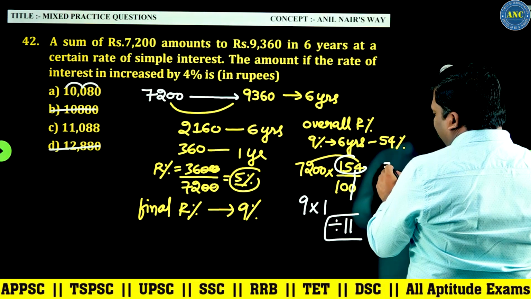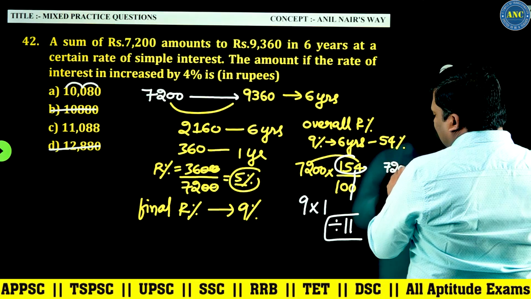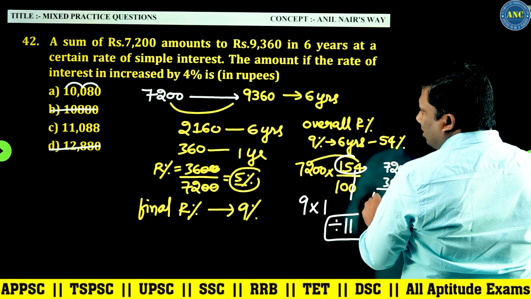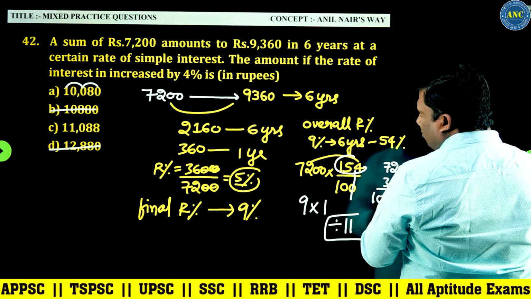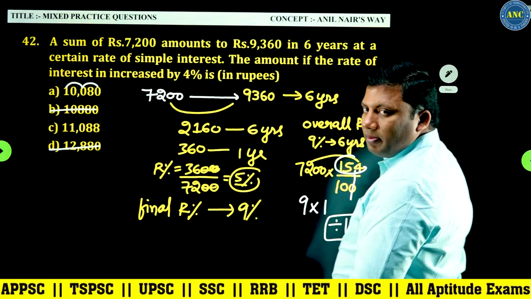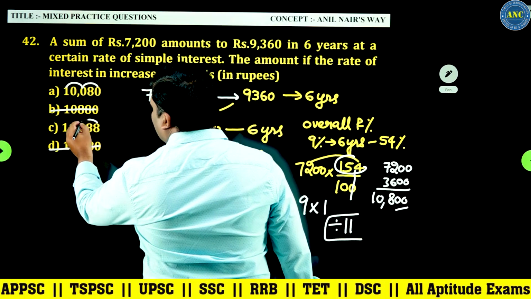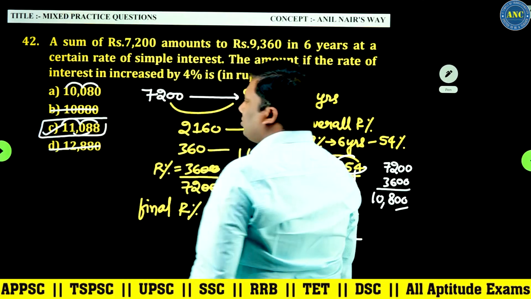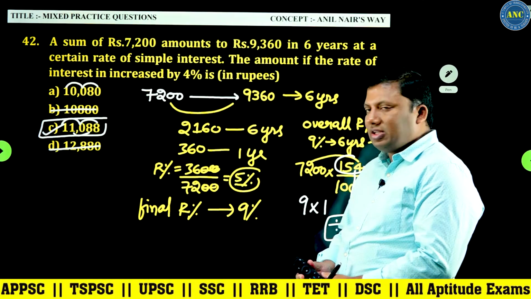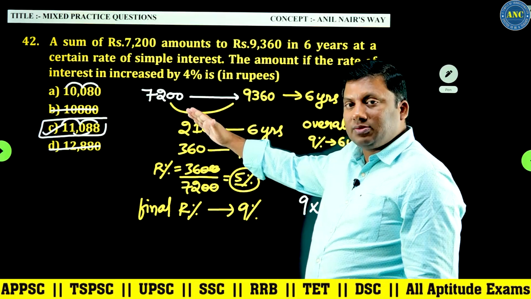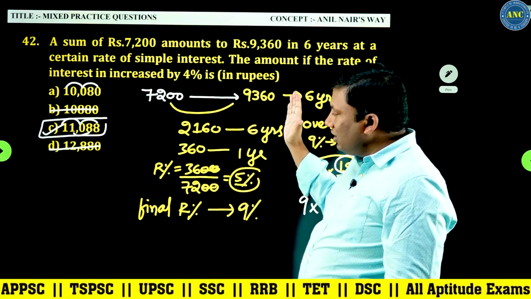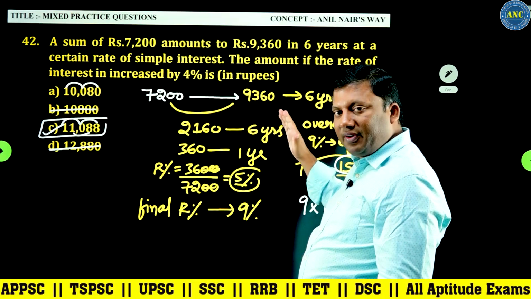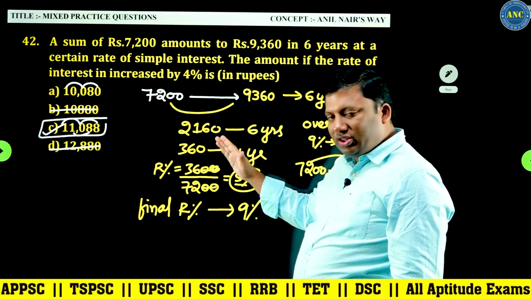7,200, 154. 50% increase is 3,600. The answer should be greater than 10,800, or it is divisible by 11. The answer is 11,088. 7,200 is becoming 9,360. Increase is 2,160 for 6 years. Per year it is 360.